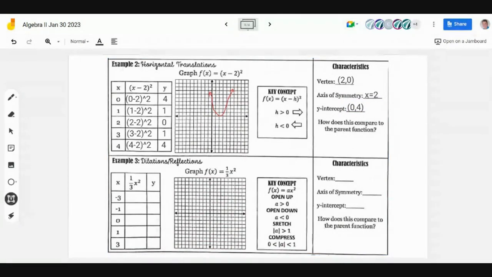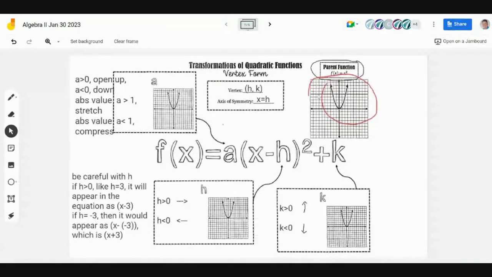Okay, so what happens? Let's go ahead and talk about it. Parent function x squared is shifted right 2. When we put that 2 in for h, it shifted it to the right 2. See, this is exactly like this original one right here, except for the vertex and everything, all these points, every point went to the right 2 spaces.